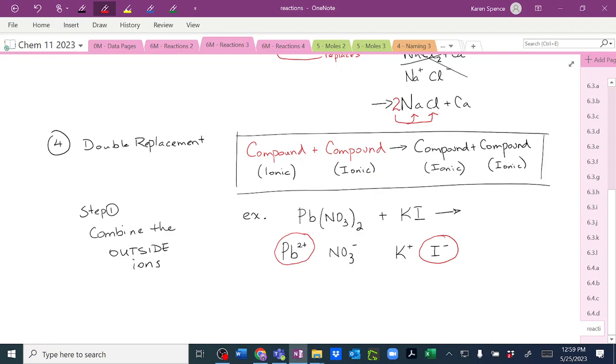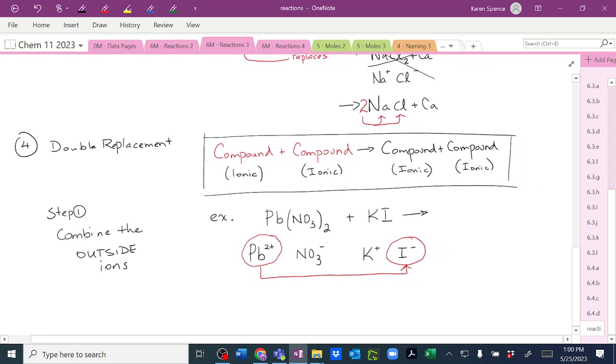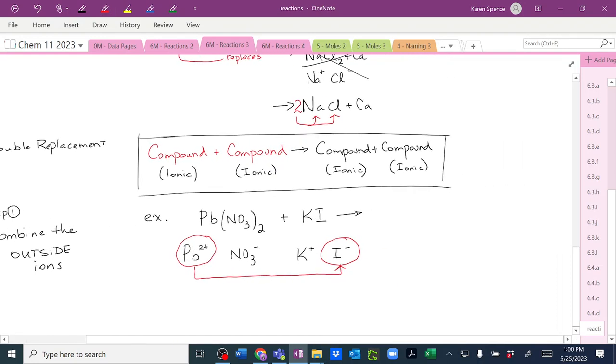So first we combine the outside ions and we go forward, from left to right. The reason we go from left to right is because in all compounds our positive ion should go first. So lead is going first and then iodine is going second. What is the correct formula for Pb2+ and I-? We get PbI2.